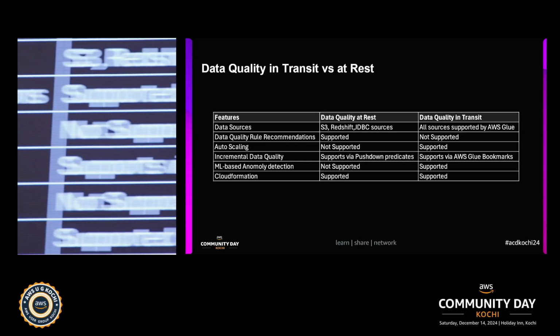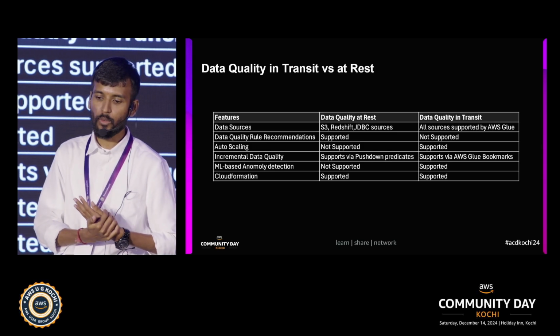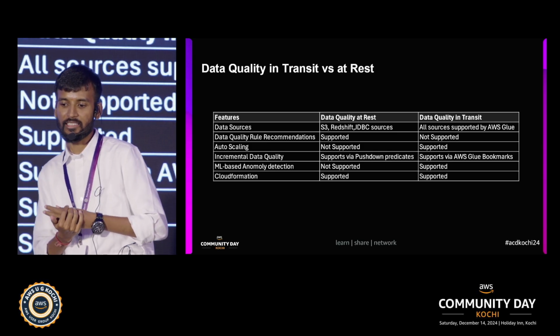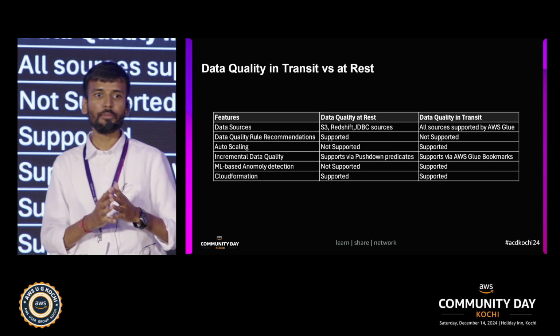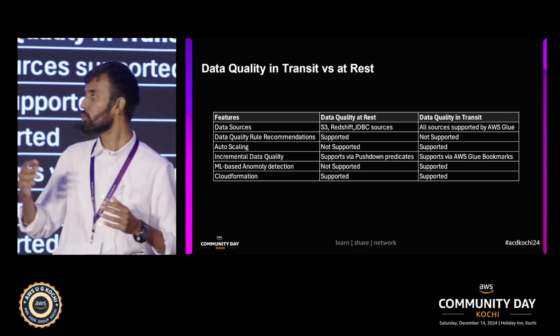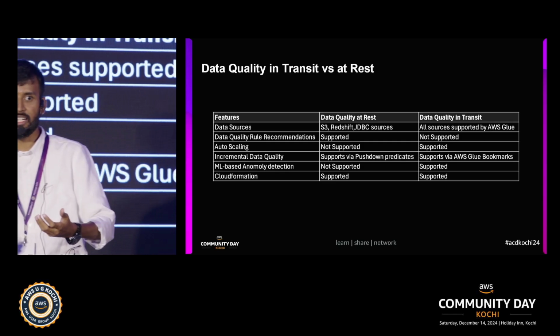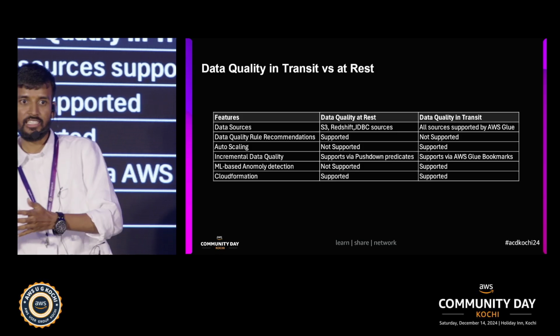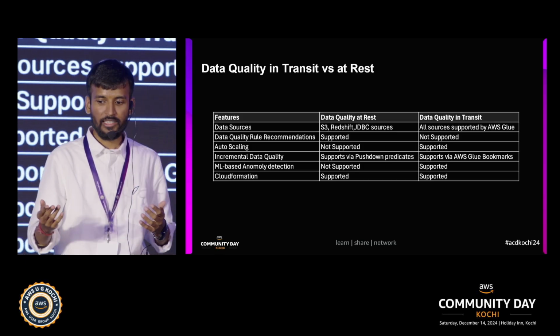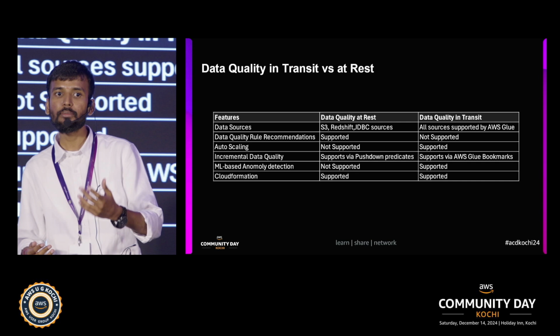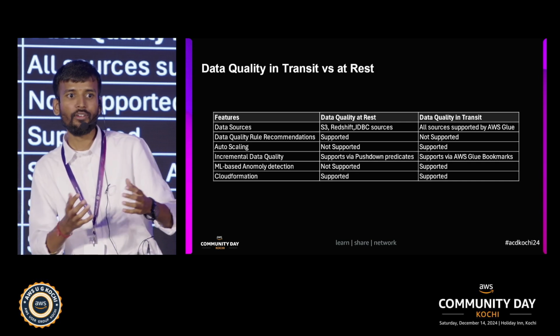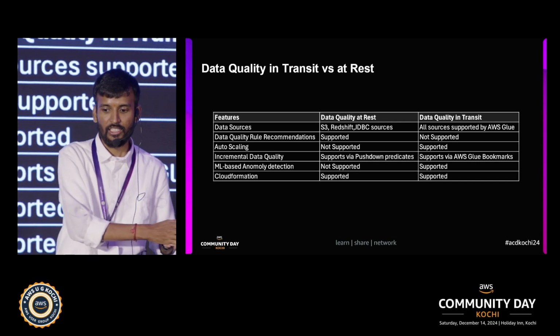And to be more specific, if you notice data quality at rest and data quality in transit: in transit, we have the flexibility to write code. We can use any sources, up to Redshift. We can create a connection using a JDBC connector, and we can use that connection in transit. And when it comes to at rest, only S3, Redshift and JDBC sources are supported. We don't have an option to write code over there. That is one of the things.